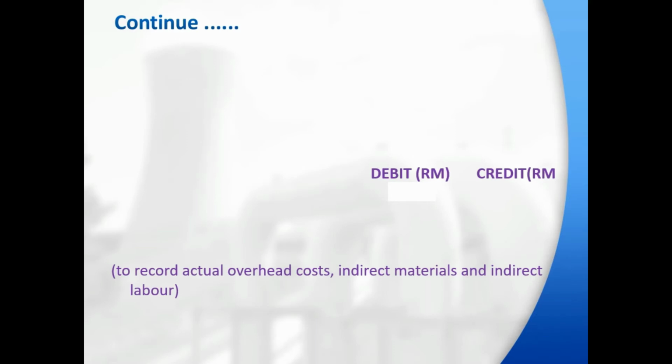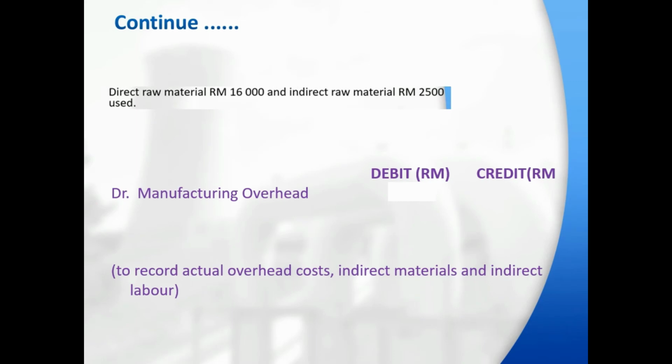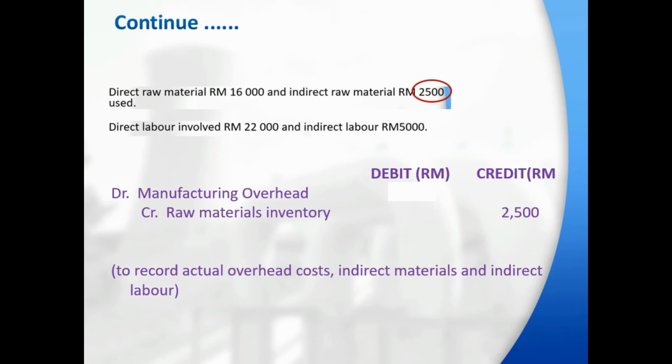Okay, next. To record actual overhead costs in indirect materials and indirect labor, we have to debit manufacturing overhead. Refer to equation. Indirect raw materials 2,500 used. So, credit raw materials inventory 2,500. Refer to equation. Indirect labor 5,000. So, credit factory wages payable 5,000.